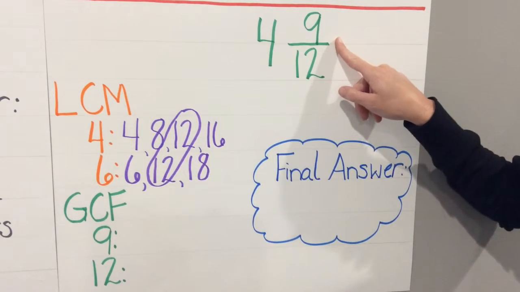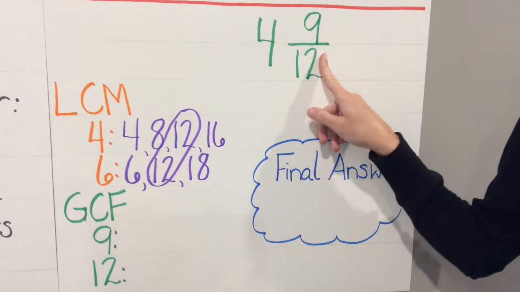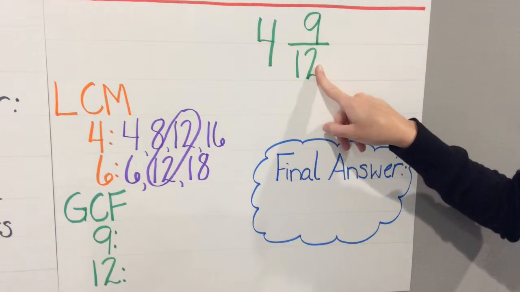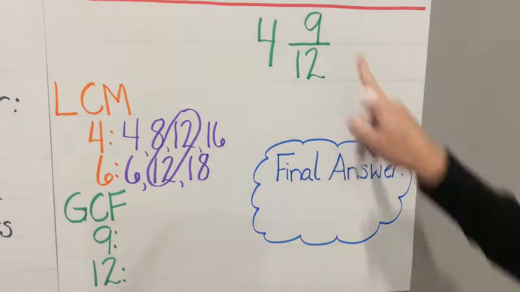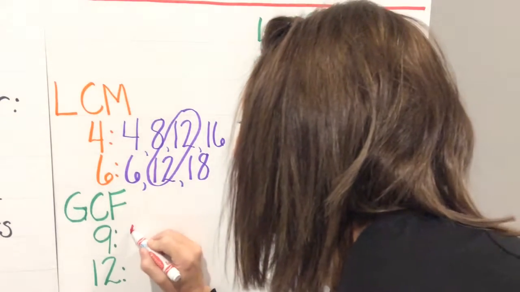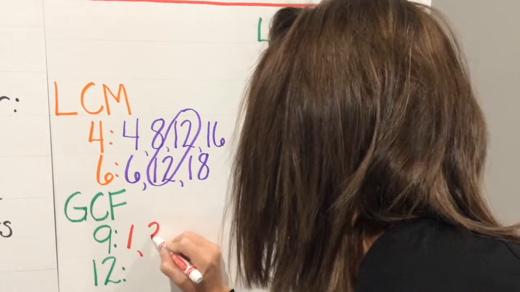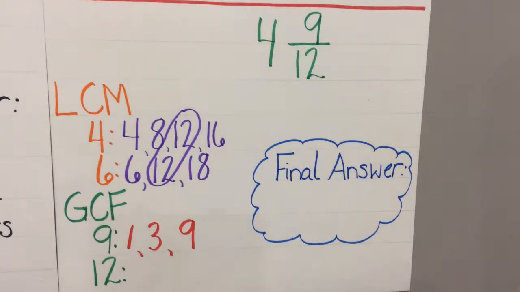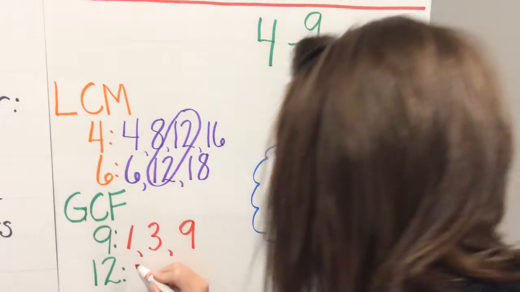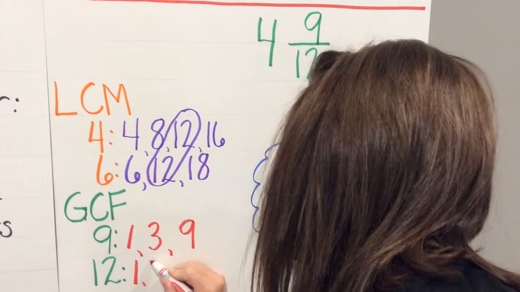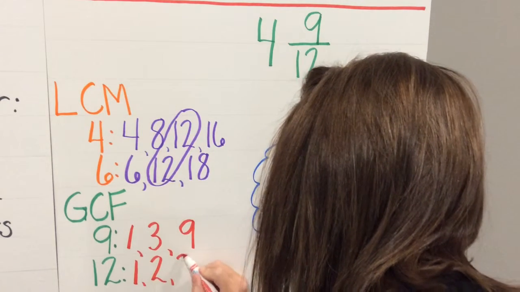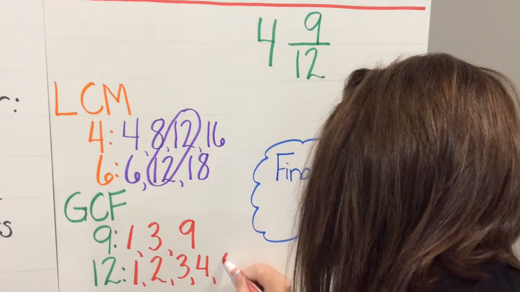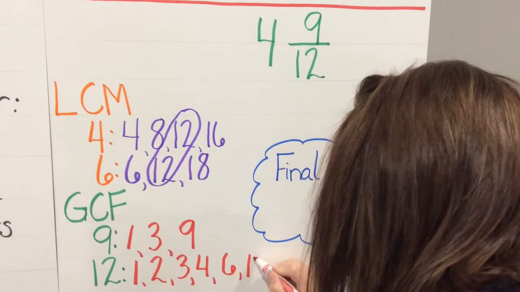The final step is to see if the fractional part can be simplified. To do this, we need to list the factors of both the numerator and the denominator. The factors of your numerator are 1, 3, and 9. The factors of the denominator are 1, 2, 3, 4, 6, and 12.